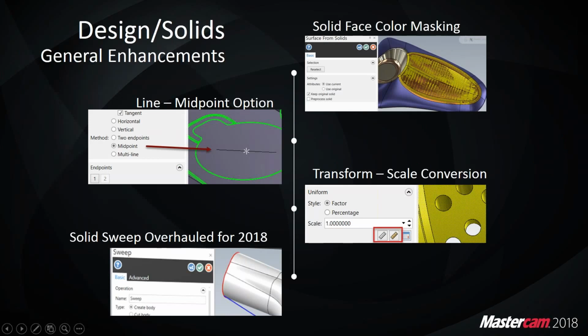We also have now, when you're creating lines, the midpoint option. We always had the 2 endpoints or the multi-line option, but this was another user request. They always want to draw based off of midpoints of lines and then trim them up later, and so that's in there now. We also enhanced the transform scale command a bit.